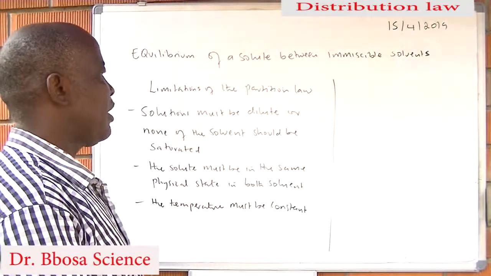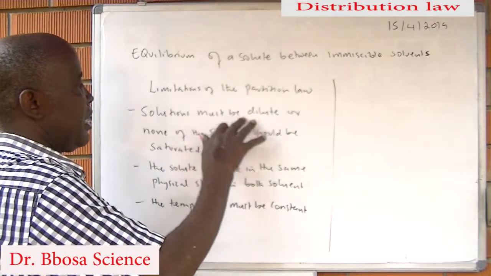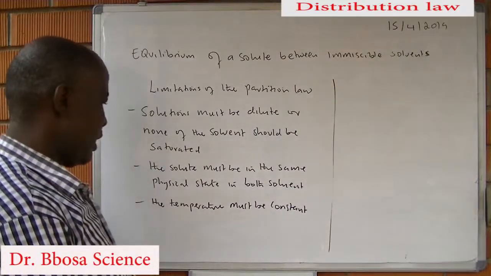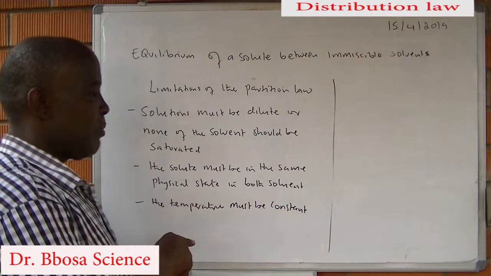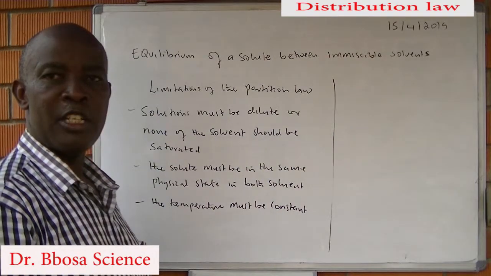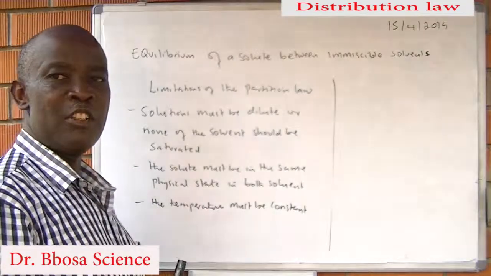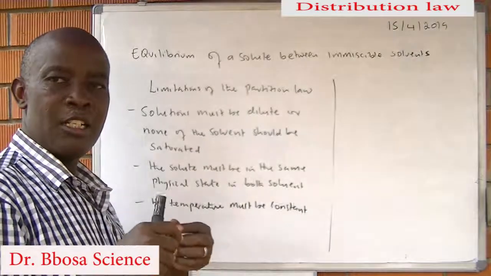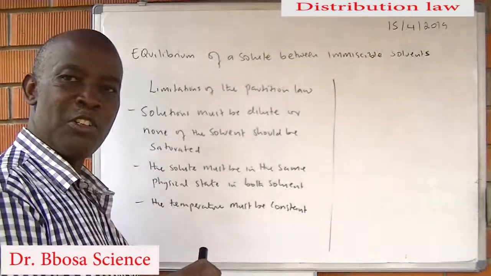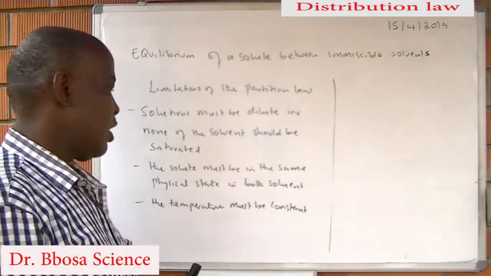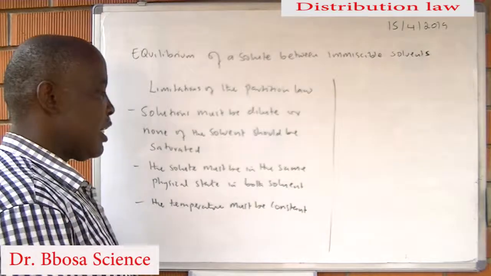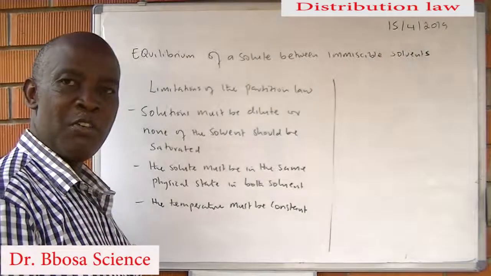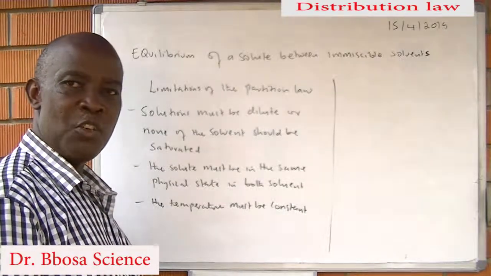Limitations of the partition law. One, the solution must be dilute, or none of the solvents should be saturated. Two, the solute must be in the same physical state in both solvents. If it is not ionized in one solvent, it must not be ionized in another solvent. If it is ionized in one solvent, it must be ionized in another solvent. Three, the temperature must be constant, because the temperature affects the solubility of a solute differently in the two solvents.